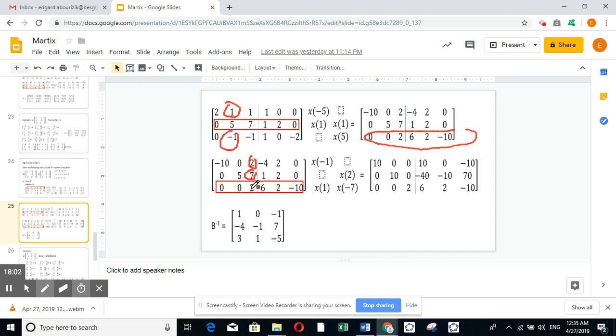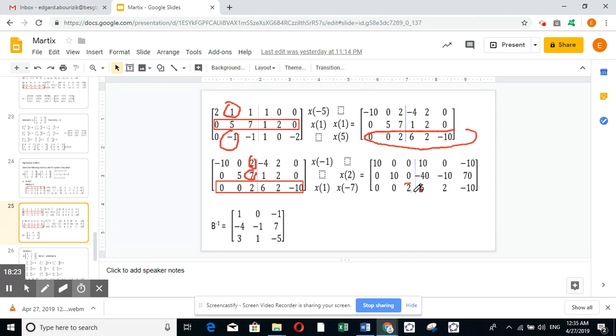Here I have 7. Here I have 2. I multiply up by 2 and down by minus 7. 0 and 0, 0, as you can see here. 10 and 0, it's 10. 14 minus 14 is 0. 2 and minus 42 is minus 40.